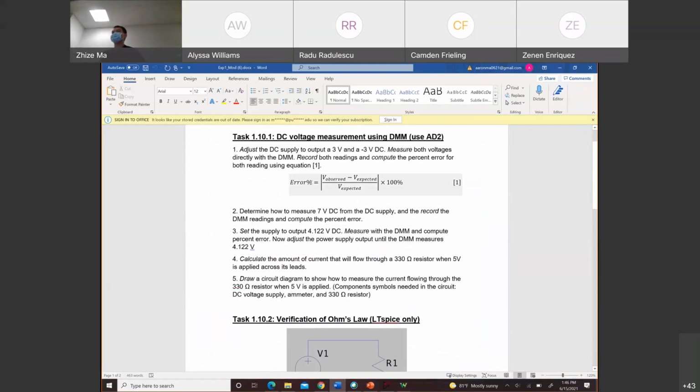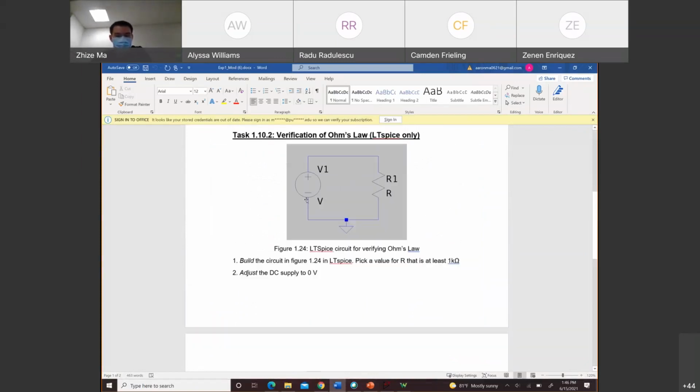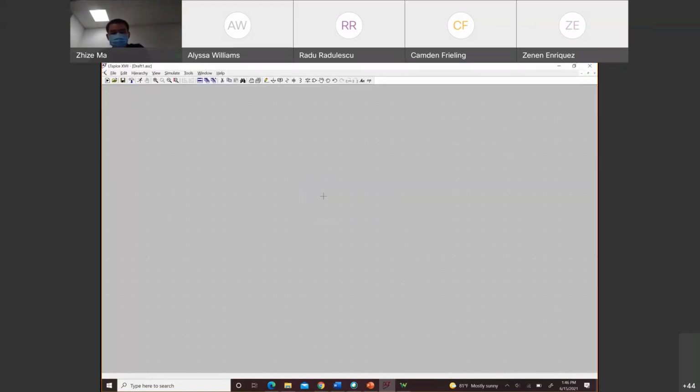Task 1, any questions? Then let's talk about task 2 and task 3. Task 2 and task 3 are very similar. You just build the circuit diagram like this. And remember, in your write-up, you need to include the circuit diagram, and you cannot directly copy the circuit diagram from the lab menu. After you build the circuit in LTspice, you need to take a screenshot by yourself.